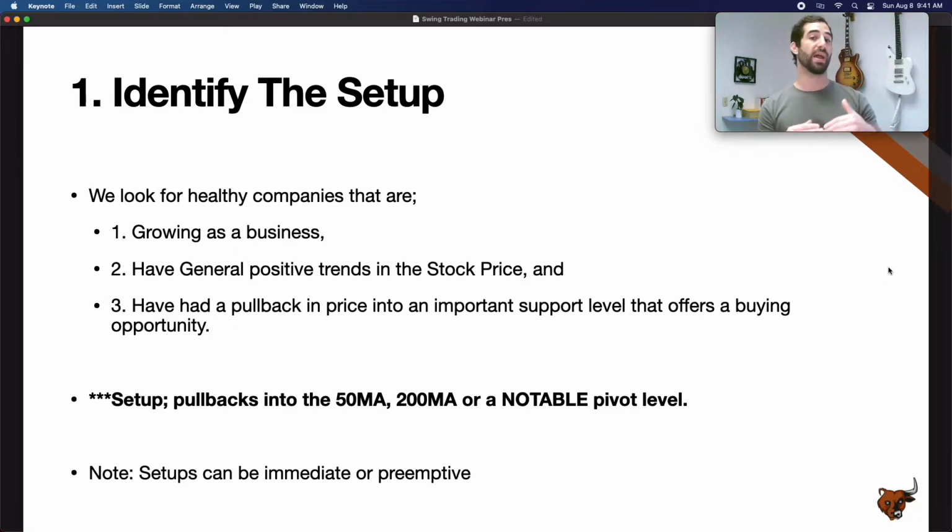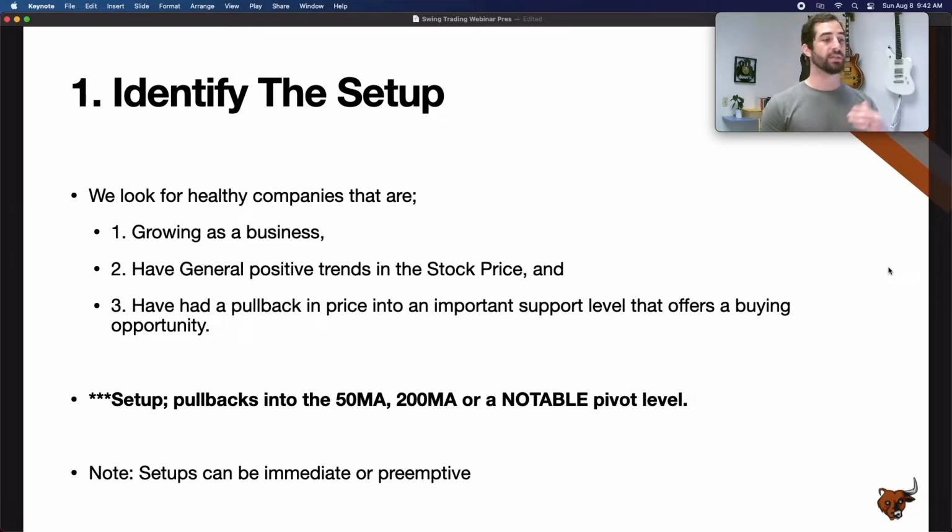What is that pullback that we're looking for? We're looking for a pullback into the 50 MA, that's the 50-day moving average. We're looking for a pullback into the 200 MA, 200-day moving average, or we're looking for a pullback into a notable price level. You could call it double bottom, triple bottom, multiple bottom. I don't really care, and the name is irrelevant, guys. What is relevant is that the price level is super notable and just obvious, okay?